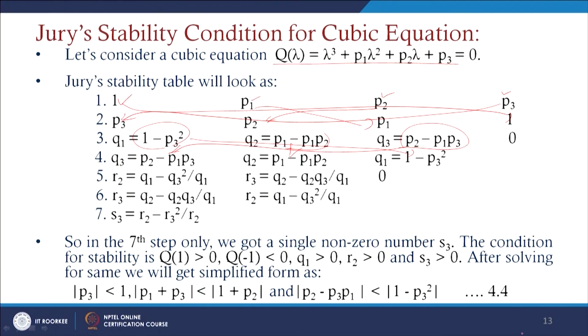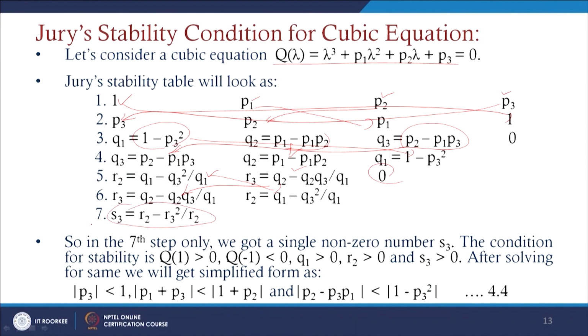And again we will apply this same multiplication, then we will have R2 equals Q1 minus Q3 square by Q1, R3 can be written as Q2 minus Q2 Q3 by Q1, and this one will go to 0. So, again we will write this one in a reverse form. So, this is the element and this is the element, and finally if you subtract them, then we can have the element S3 equals this one.